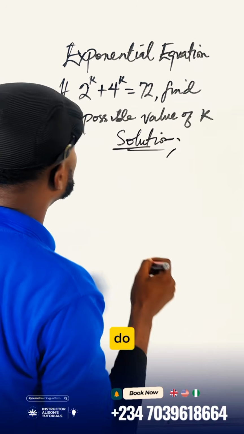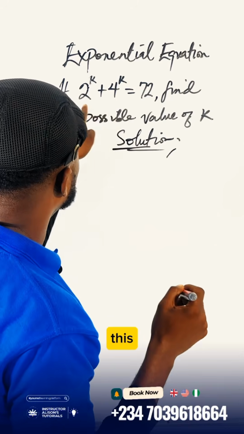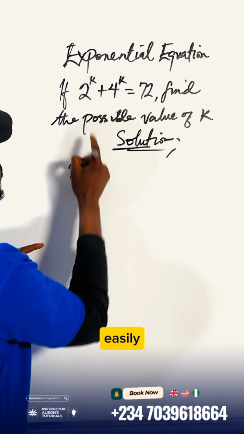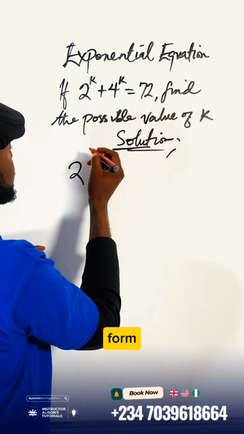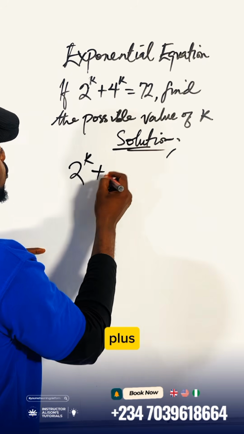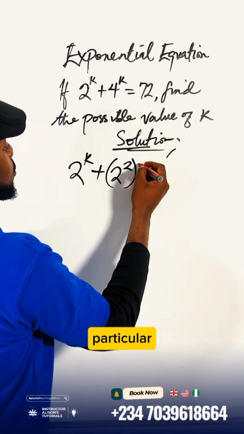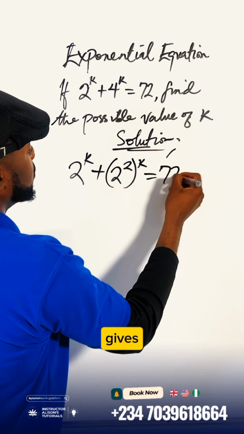The first thing you want to do is to work on this base. I'm having 2 here, I'm having 4 here, so I can easily transform this to exponent form. 2 to the power of k plus 2 to the power of 2 gives us 4, and then to the power of this particular k. So this gives us 72.